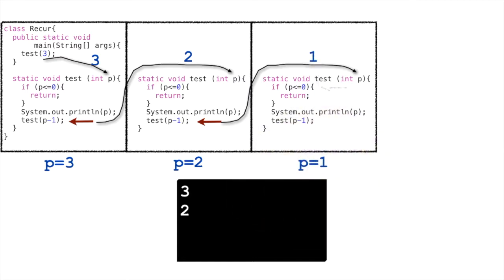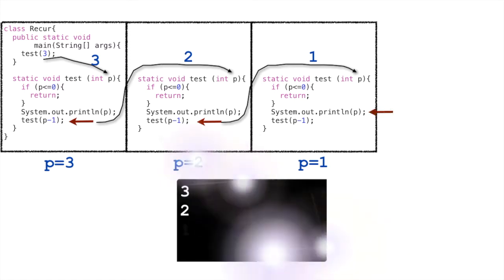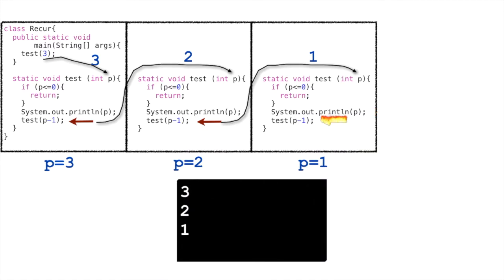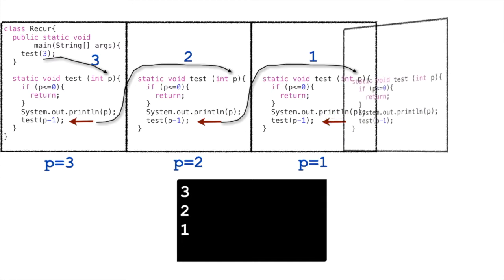When we go inside the method with p equals 1, the base case is still not reached because p is not less than or equal to 0. The execution point jumps to System.out.println. P, which is now 1, is printed. We have 1 on the terminal. After printing 1, we call the same method with 1 minus 1, that is with 0.